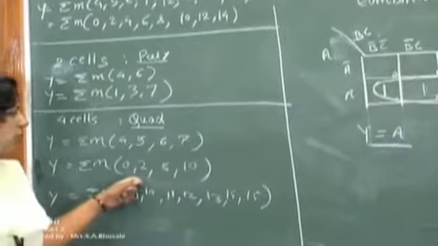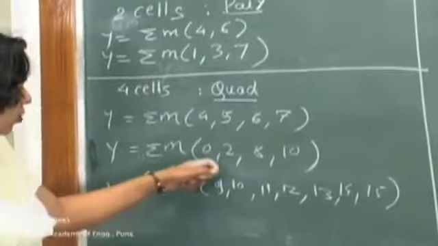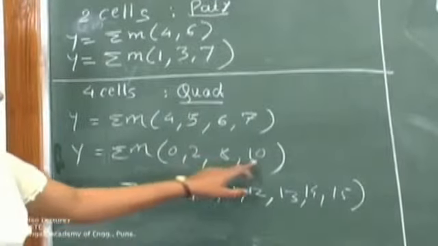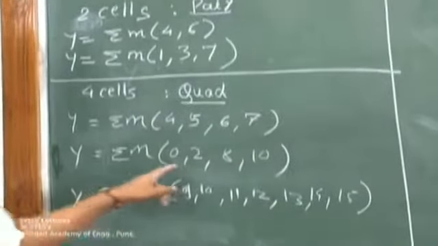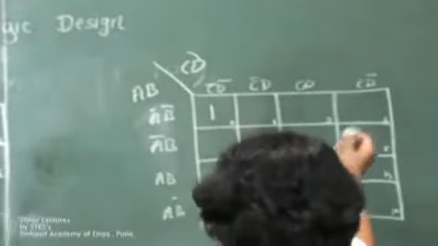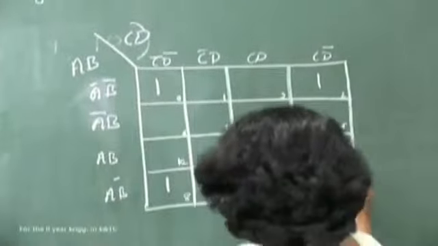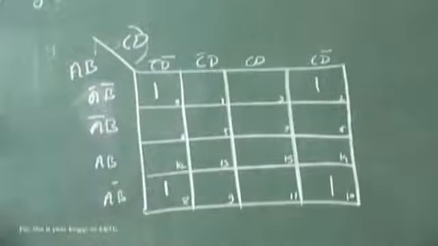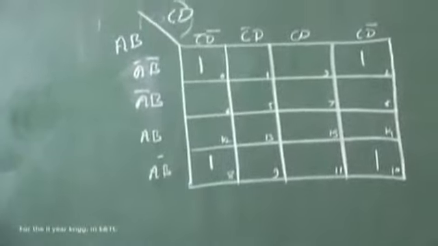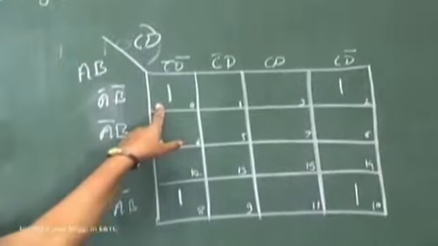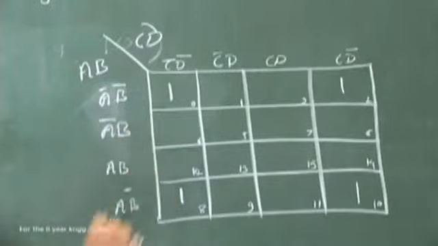Here we can see this is a 4 variable K-map, so 16 combinations are there. At 0 to 8 and 10, our output should be 1. So let us write this down: at 0, then at 2, then at 8 and 10. Here there are no adjacent ones, but as I explained the folding property, this can be folded horizontally as well as vertically, and these 4 ones can be combined together.